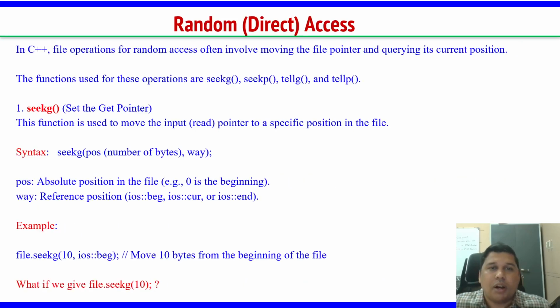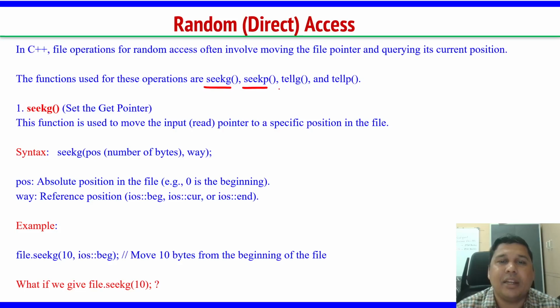Okay. So what are the functions? What are the available functions in random or direct access? There are 4 functions: seekg, seekp, tellg and tellp. So, let us try to explore them, what is the syntax of that, and how we write programs using these functions, seekg and tell and seek functions. So, the first one is seekg.